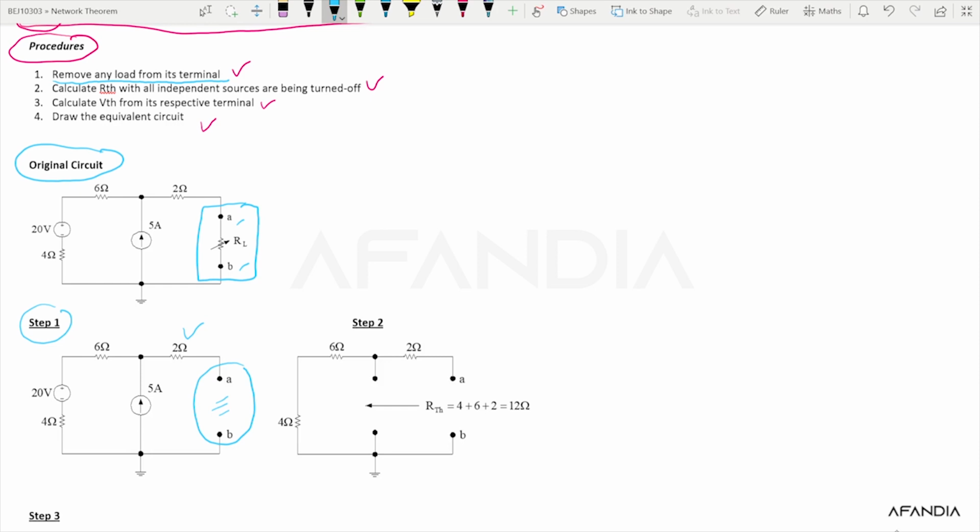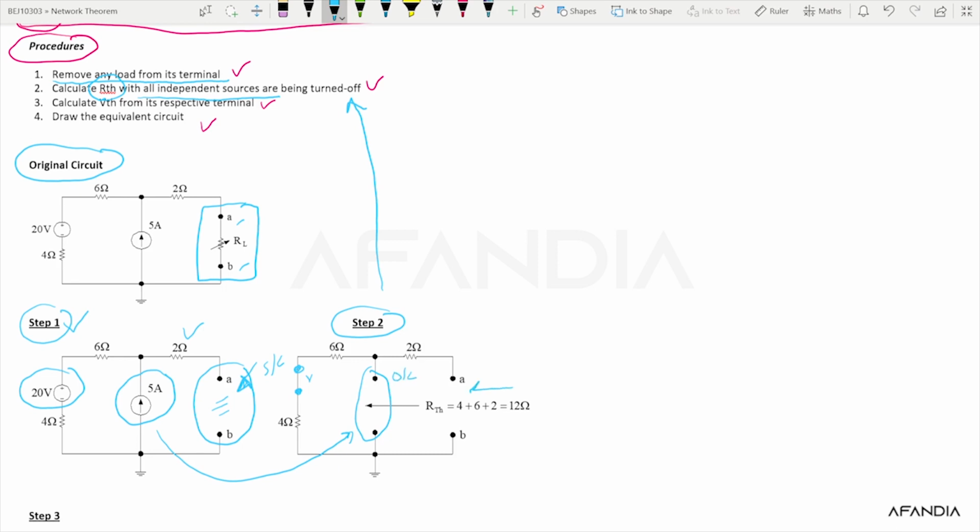Step 2, once we remove our load here. In step 2, we need to calculate our RTH with all independent sources turned off. Now, let's check. From our first step, this is our independent sources. So over here should be in this way. We already short circuit our voltage source. And here is our original 5 ampere, so we put it on the open circuit.